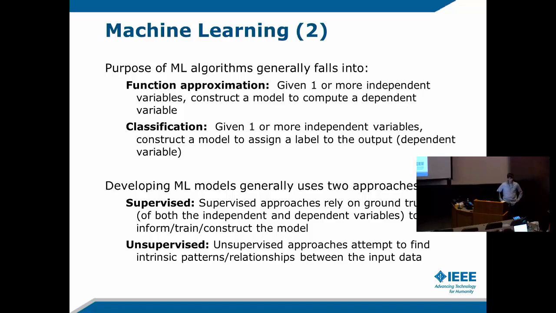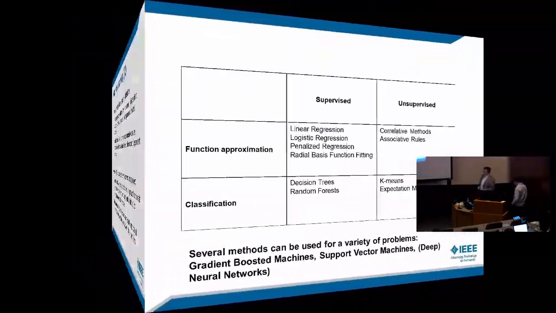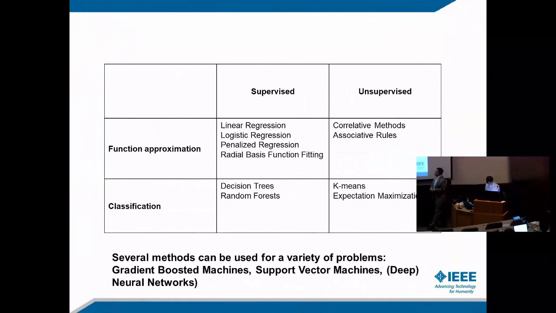Separately, you've got unsupervised. Unsupervised approaches attempt to find intrinsic patterns or relationships between the input data. So this is where it's just randomly exploring and trying to find relationships. If you use those two categories, you've got what their purpose is, function approximation and classification, and you've got different approaches to doing that, supervised and unsupervised. And these are some of the machine learning tools that you might use. So in function approximation, if you have supervised data, you'll do linear regression or logistic regression. You might do radial basis function fitting. Those all fit in that category.